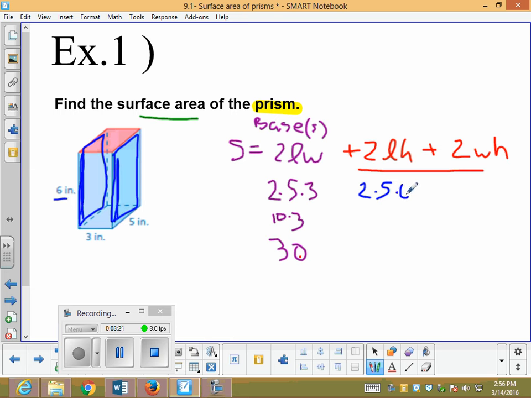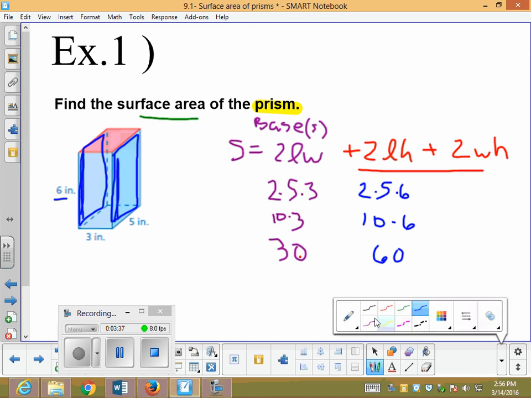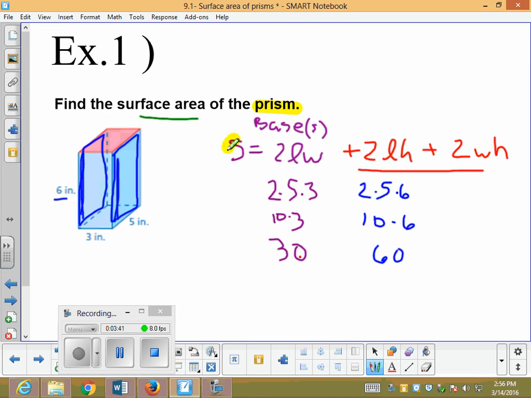So again, you really have to look at it carefully when you look at these three-dimensional figures, okay? That's all this chapter is going to be about, looking at these shapes. So 2 times 5 is 10. And 10 times 6 is 60. And why do they all have a 2? Let me go ahead and highlight that for you. They all have a 2 for a reason. The reason why they have a 2 is because there's 2 of each. There's two bases and there's 2 faces of each. Okay? So now we're going to go ahead and do the last one.